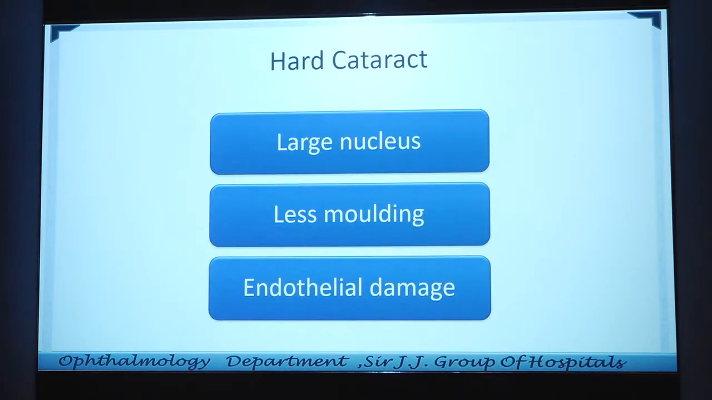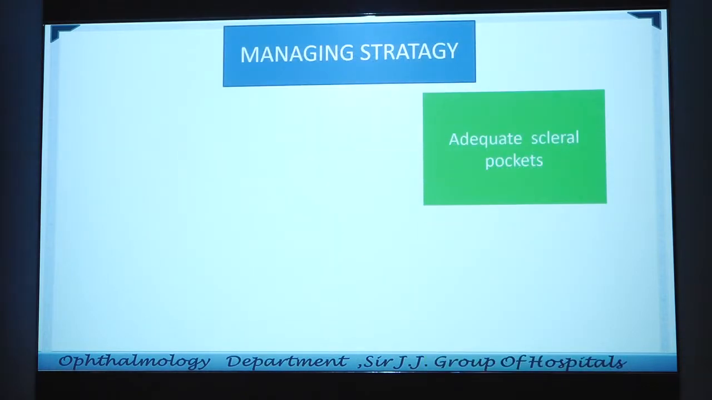that you will also have to repose the capsule. Now here what happens, the nucleus is large, there is less molding, and endothelial damage may happen because it is a hard nucleus. So this hard nucleus can damage the endothelium. Now the important thing here is the pockets. It means the internal opening is very, very important whenever you are dealing with a hard cataract or a nuclear cataract.